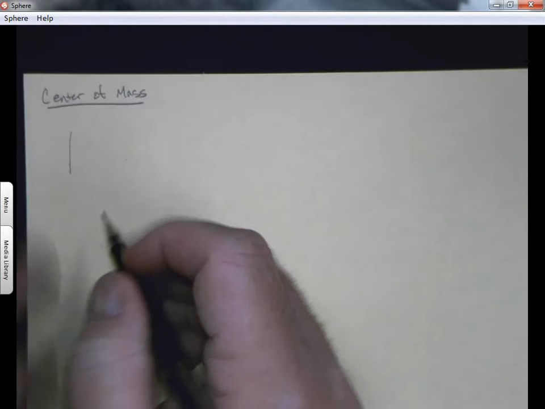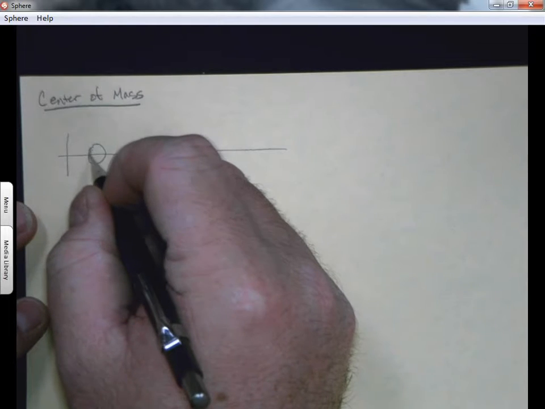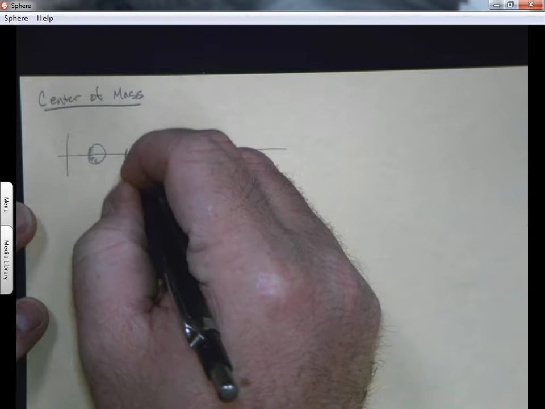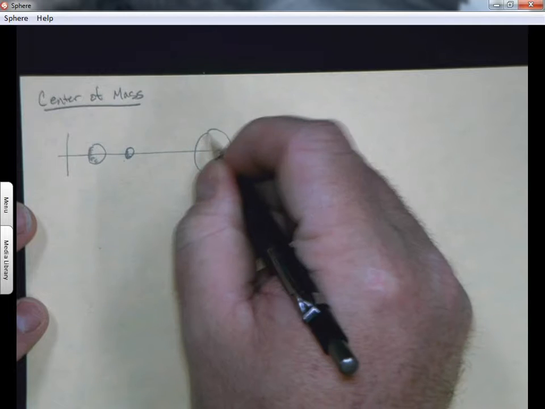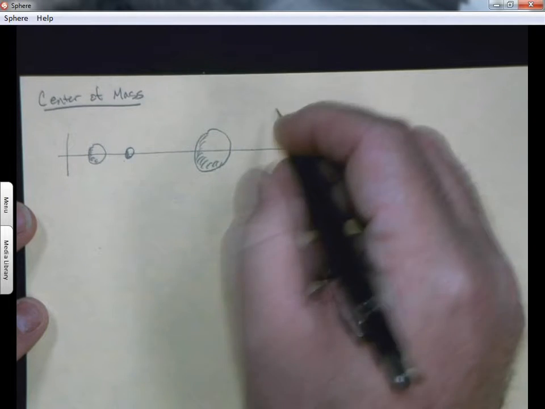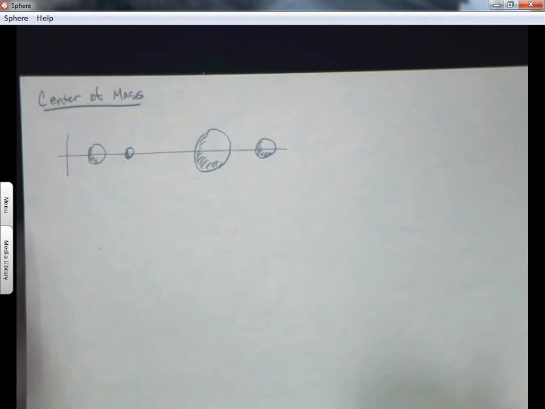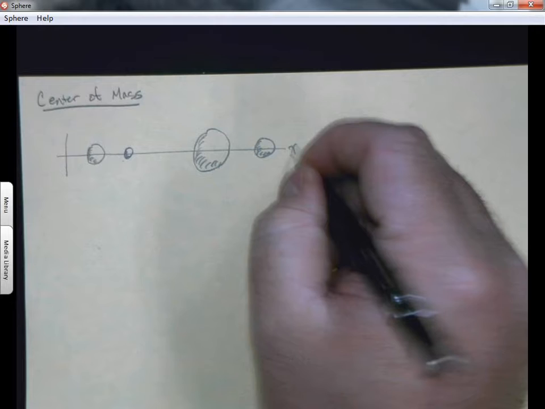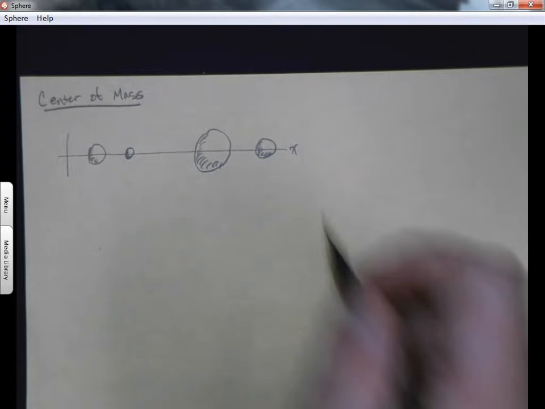So let's imagine we've got our x-axis here, and we've got a bunch of masses on this. We've got a mass 1, a little one here, and a big one over here, and a smaller one here. With these all being on the x-axis, you can surmise that our center of mass is going to be closer to the larger objects, which are these guys over here.